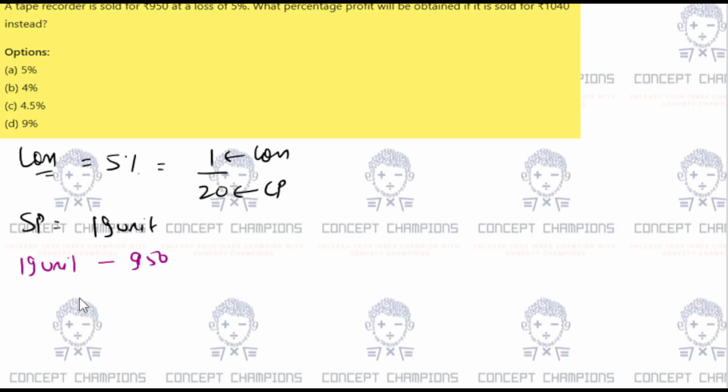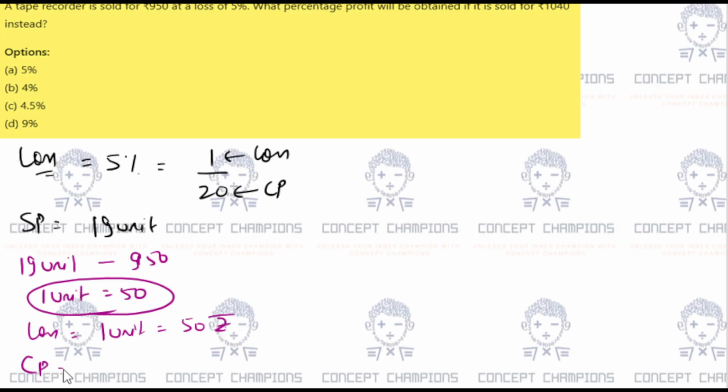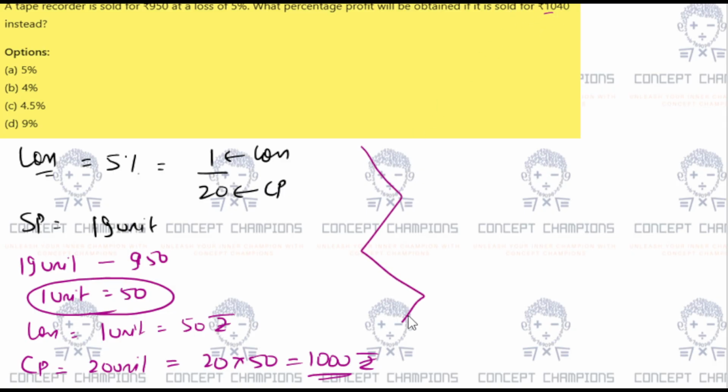So I can directly say that 19 times 5 is 95, so 1 unit is equal to 50 rupees. Now you can easily calculate the loss, although it is not required, I'm just telling you. Loss is 1 unit, so loss is 50 rupees, and cost price is 20 units, so 20 into 50 is 1000 rupees. Yes friends. Okay, what percent profit will be obtained if the selling price is different. In the second case the selling price is given, that is 1040, and your cost price is 1000.